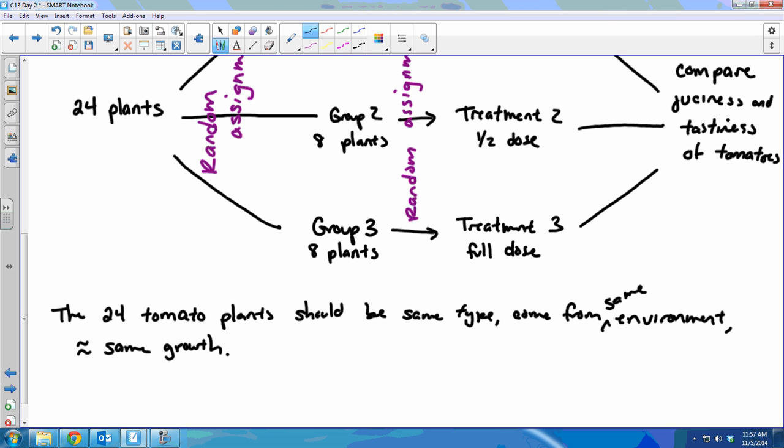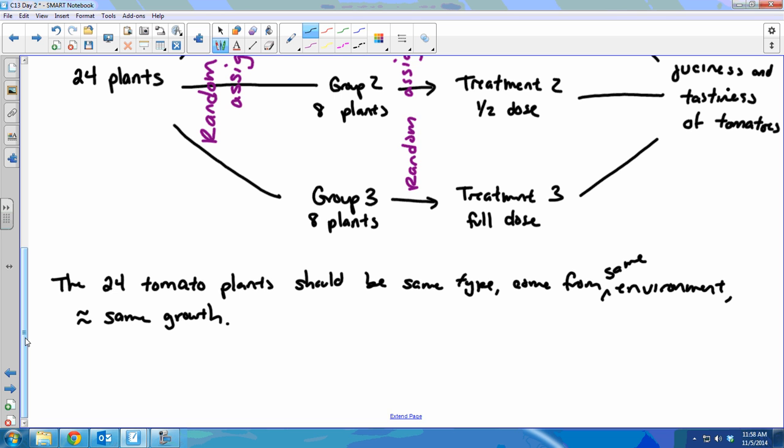Why is that important? You're trying to reduce variability to begin with, right? You're gonna have a little bit. There are 24 plants. Every plant's different, but you're trying to put them all together. Come from the same environment. All right.